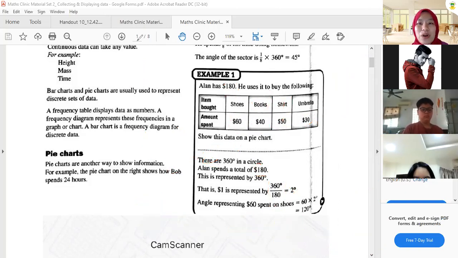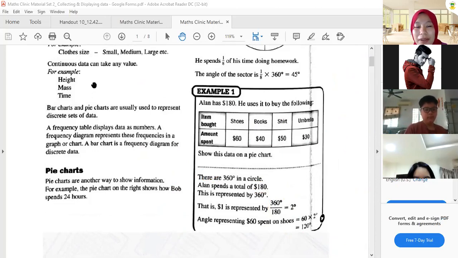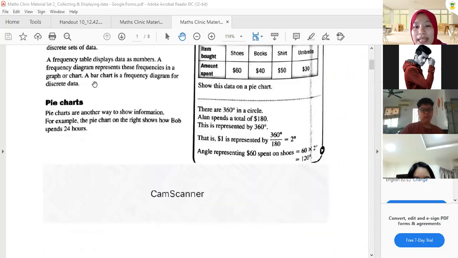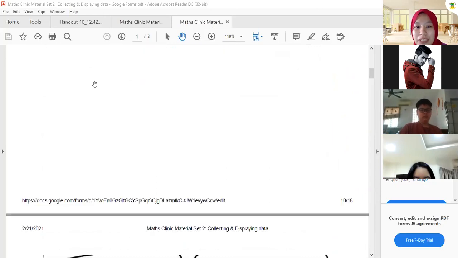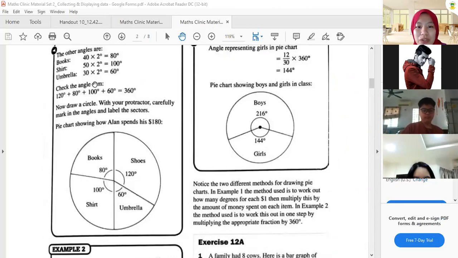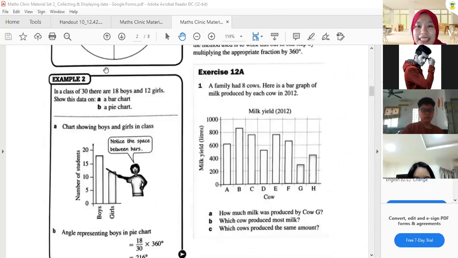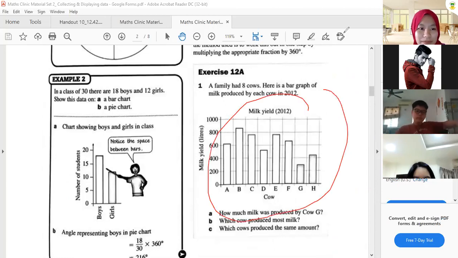So for continuous data, you must be clear with the type of data. The type of data will determine what type of presentation, what type of graph you'll be using. So these are all pie charts. And what type of graph is this, guys? Year 8. Thank you. Who said histogram? A bar chart, correct.